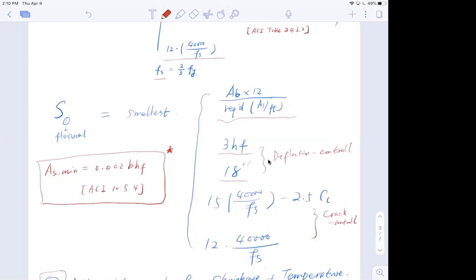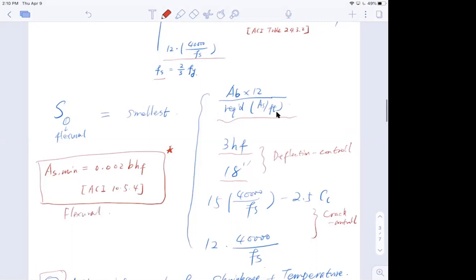This plus everything else is the requirement for longitudinal reinforcement. How do we determine As min? Do we need to know Vu? No, we don't need to know the shear to determine this. Everything we're talking about right now is about flexure, bending.